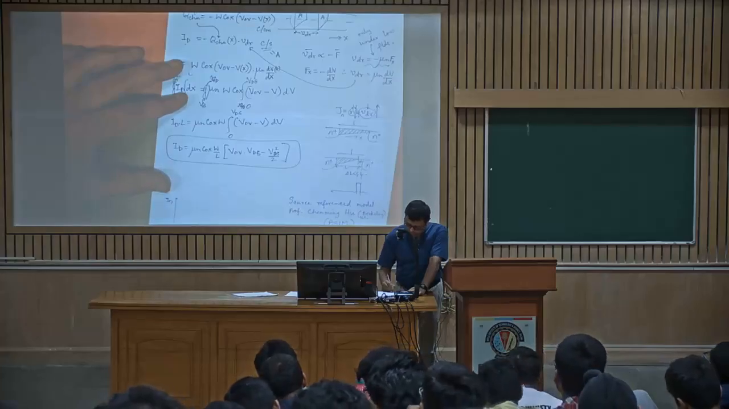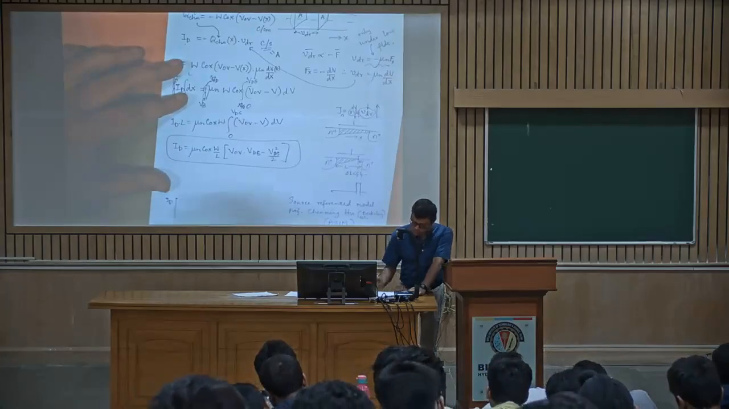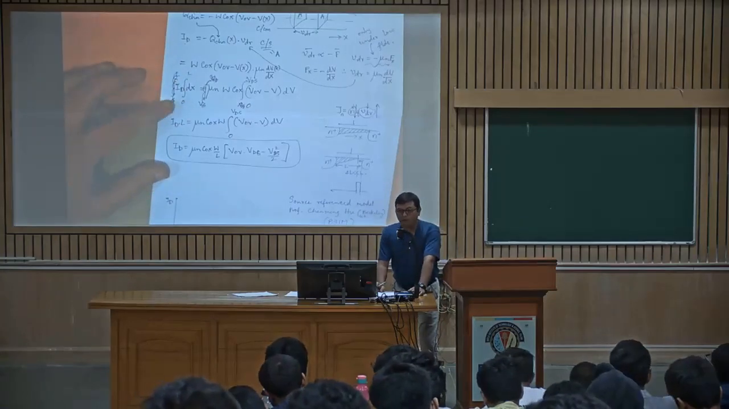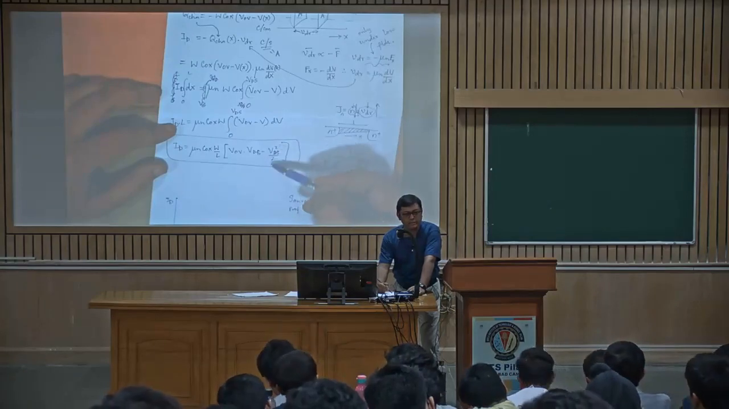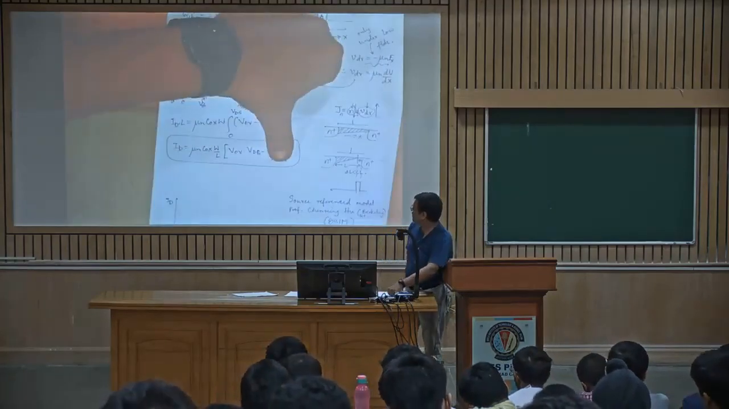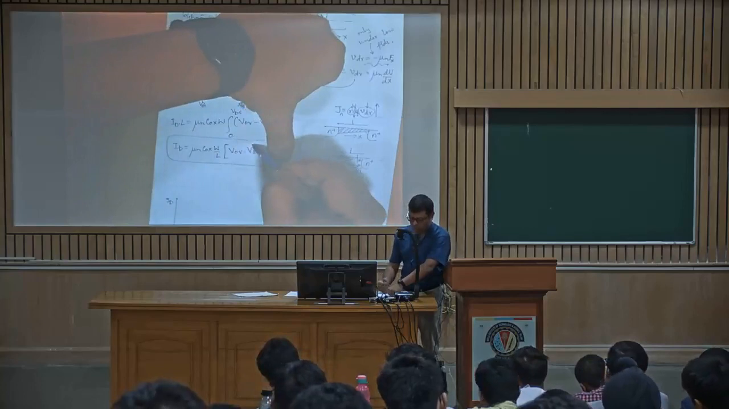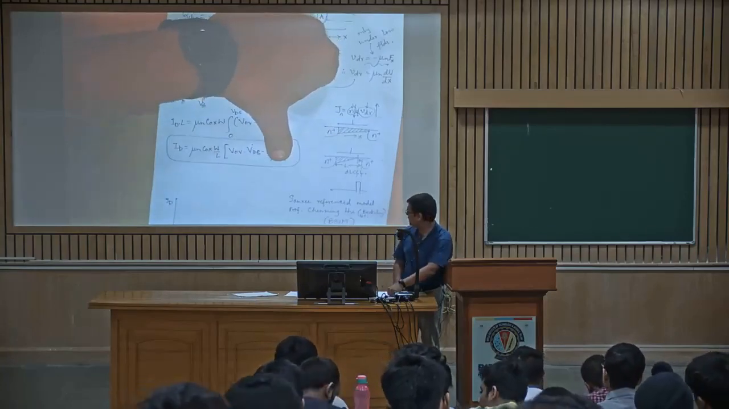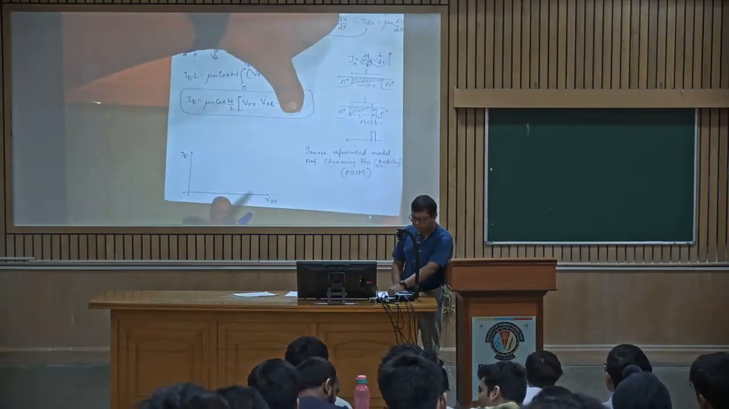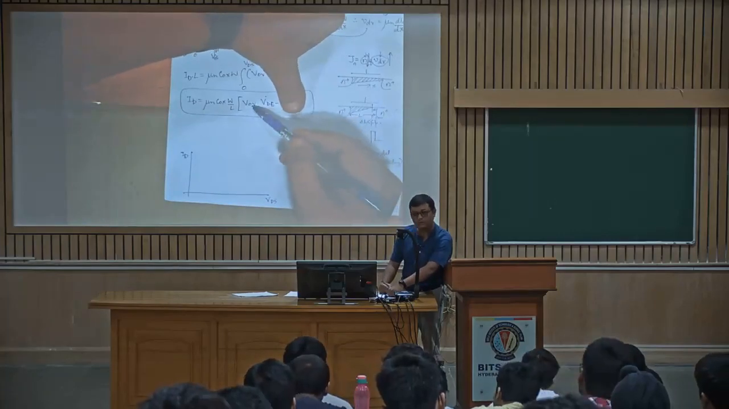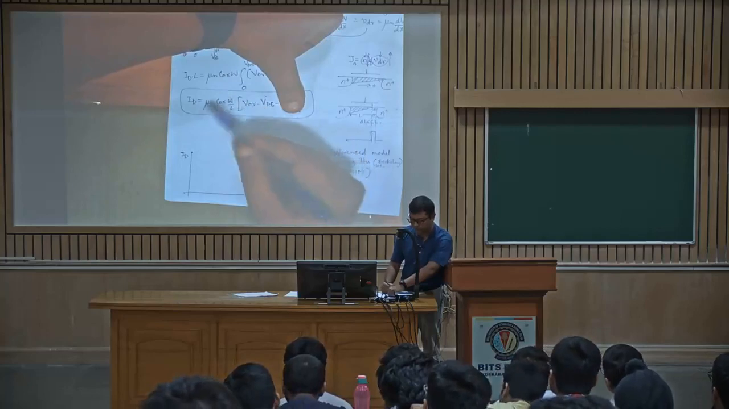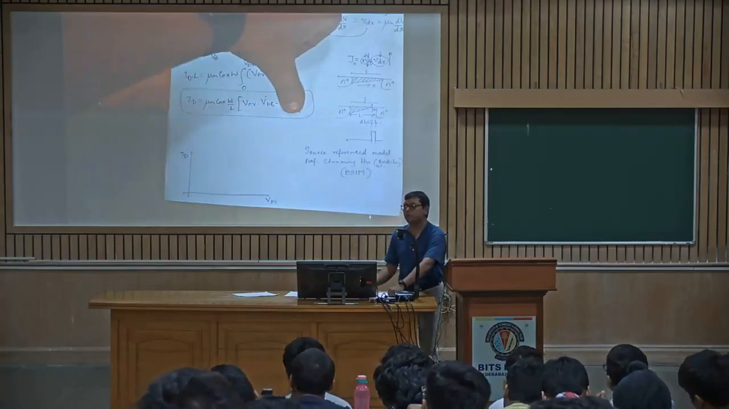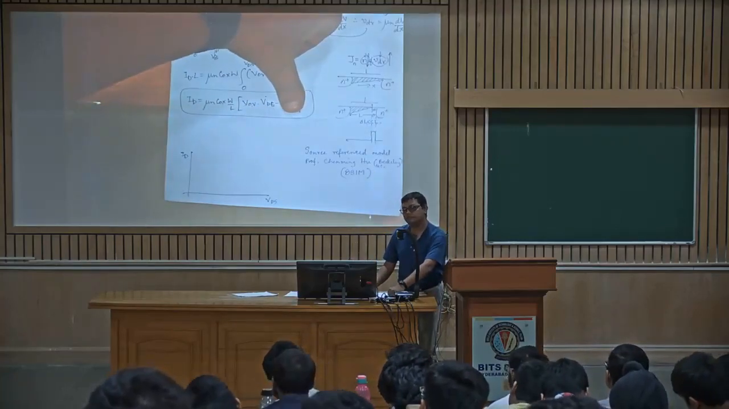ID, VDS. For small values of VDS, what is going to happen? This VDS square by 2 will be very negligible. So in that case, ID is proportional to VDS, because in this graph we are changing only the VDS value. VOV remains constant. Correct now? So mu n Cox W by L into VOV, this whole part is a constant, and ID is proportional to VDS. Simple. That's why it is called the linear region.